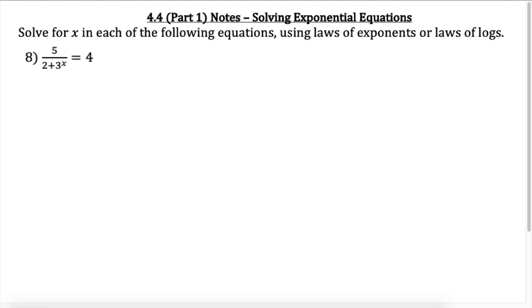Okay, this one looks pretty similar. So here, start by doing the same thing, multiply both sides by the denominator. So we'll end up with 5 equals 4 times 2 plus 3 to the x. Distribute my 4 through, 5 equals 8 plus 4 times 3 to the x. Now note, this is not the same as 12 to the x. Okay, I cannot multiply this 4 times the base because we have an exponent. Okay, so please do not try to do something like that.